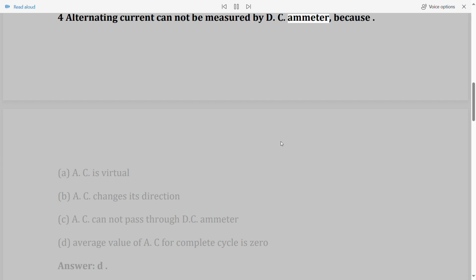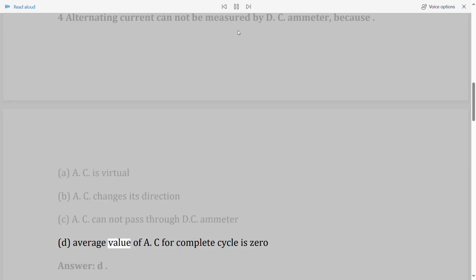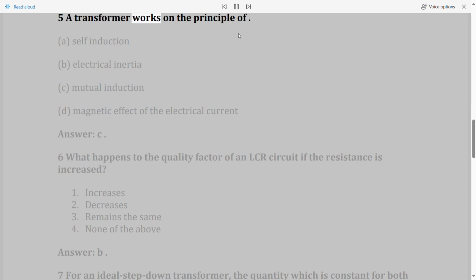4. Alternating current cannot be measured by a DC ammeter because: A, AC is virtual; B, AC changes its direction; C, AC cannot pass through a DC ammeter; D, average value of AC for a complete cycle is 0. Answer D.